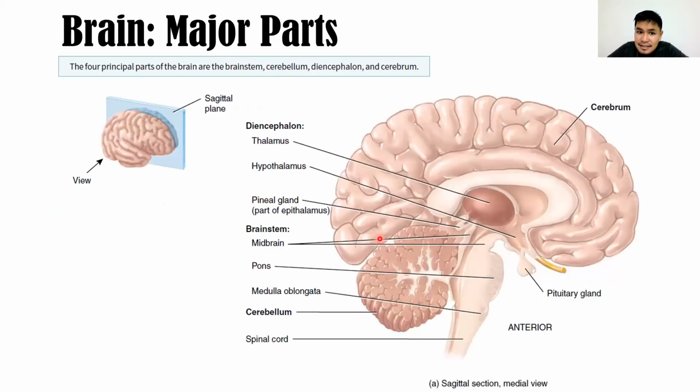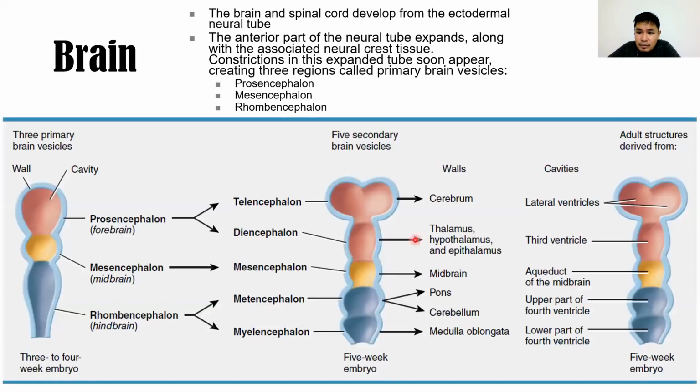Cerebrum, cortex. The diencephalon, ano yung composition niya? Thalamus, hypothalamus, and then your epithalamus. Ang pineal gland is part of your epithalamus. Thalamus, hypothalamus, epithalamus. Brainstem, midbrain, pons, medulla. This is your cerebellum. And your medulla, it would be continuous with your spinal cord. Okay, so these are the major parts of the brain. No, so I want you to appreciate this one with this one. Later on with this one.